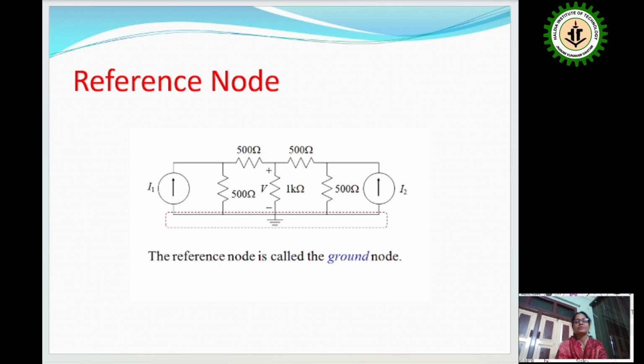Suppose this is a given network, then first you can select datum node or reference node. This red dotted line is the reference node. Then this reference node, treat it to be at zero or the ground potential, and it is also known as ground node.